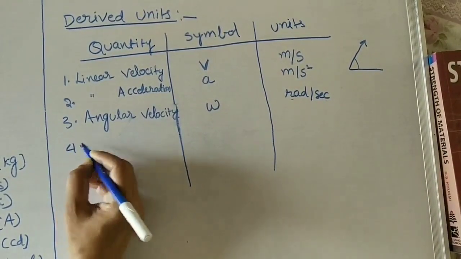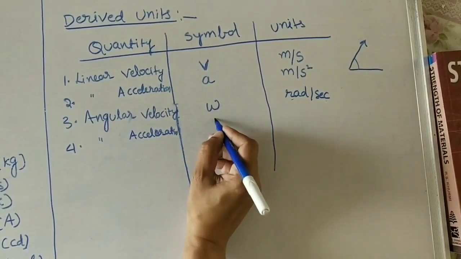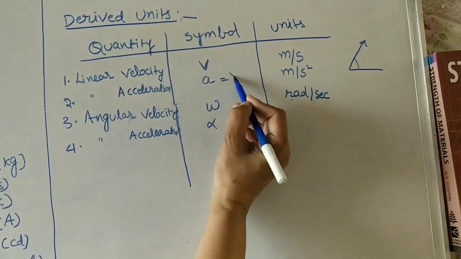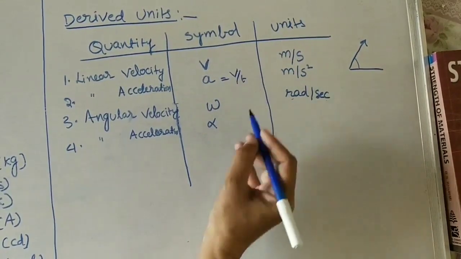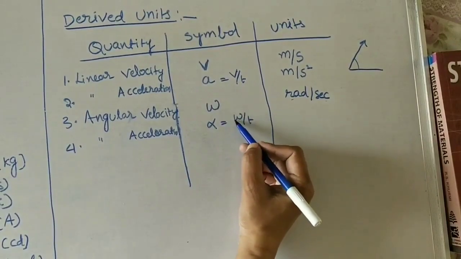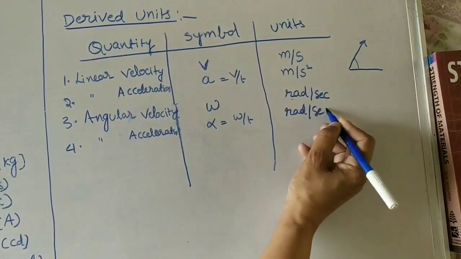Similarly, fourth one, angular acceleration. We are taking the symbol alpha. Here, for linear acceleration we are taking v by t, t means time. Here we are taking omega by t, meaning radians per second per second, which is radians per second square.